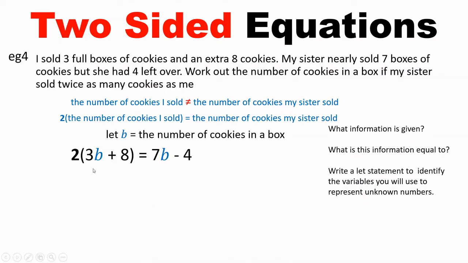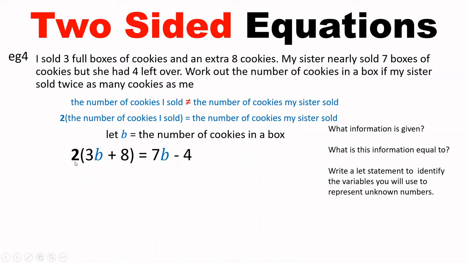So if I sold 3 boxes of cookies and an extra 8 cookies, and my sister sold 7 boxes of cookies, but had 4 cookies left over that she did not sell, and the amount that my sister sold is 2 times the amount that I sold, so twice the amount that I sold. That's our equation. Let's go ahead and solve this. Before I go moving things around, however, let's try and simplify the expressions on both sides of the equation.